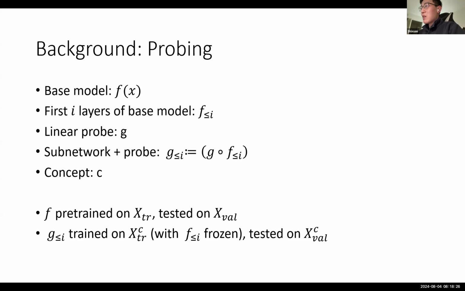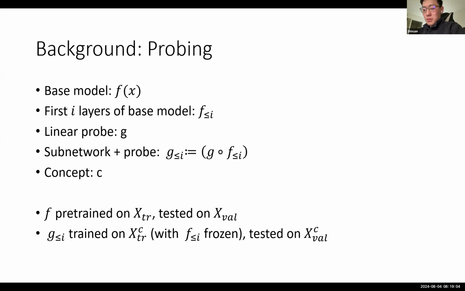Basically, we will have our first I layers frozen, and we are only training the classifier, because we don't want to change the embeddings anymore. By doing so, we then proceed to validation on another re-annotated validation data set. Suppose we have a high accuracy on the validation set, then we may conclude that our model has learned a certain concept in the first I layers.